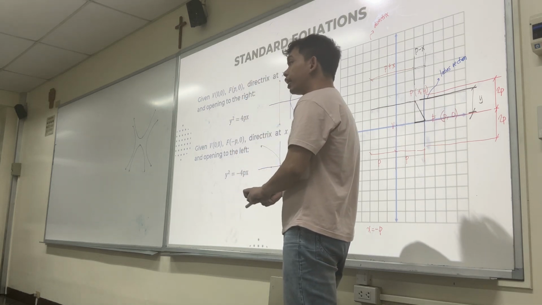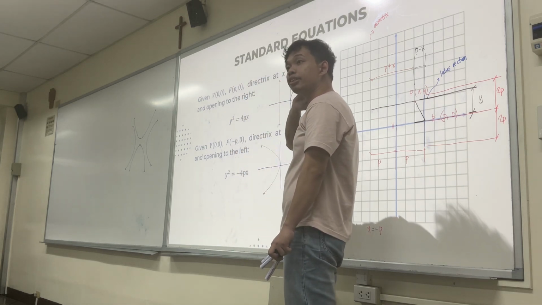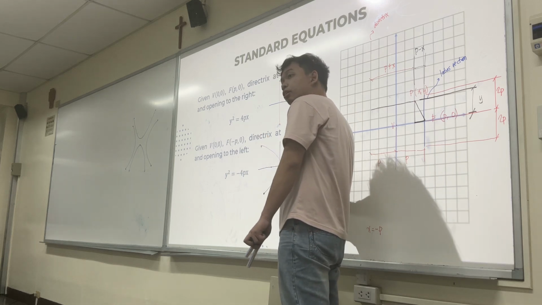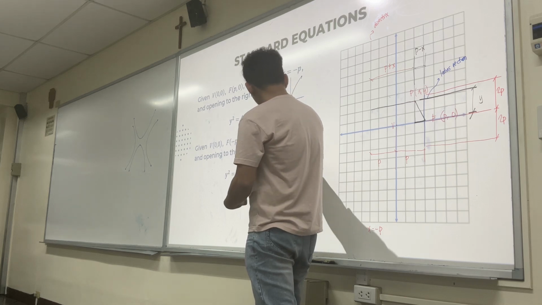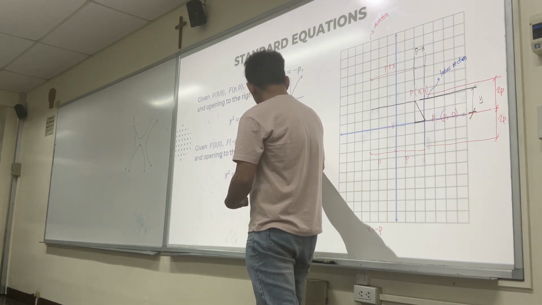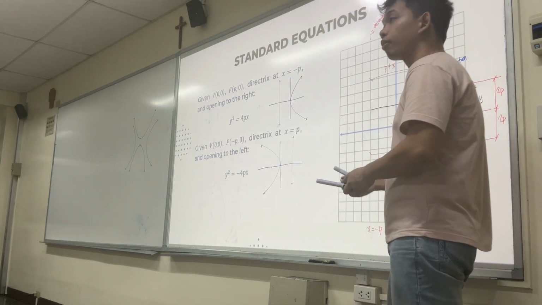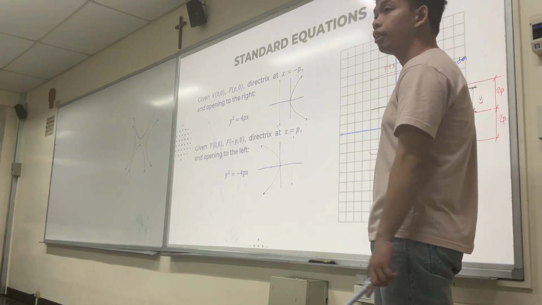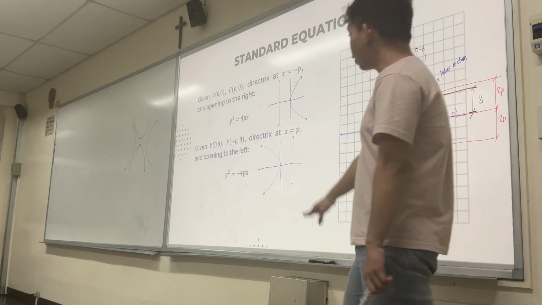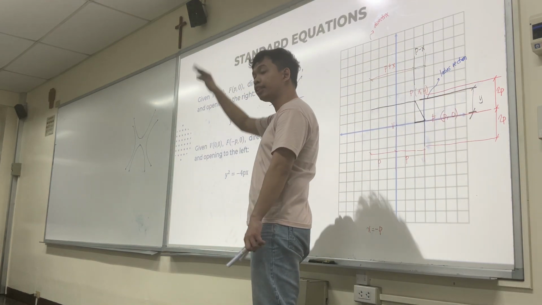Your directrix would be at what? x equals p. That would be p units to the right of your vertex. Kaya, we'll have your directrix such this way. Accepted? Now, you can make sense as well. If you're given the equation y squared equals 4px, if dili makaya ni-memorize, you can make sense.